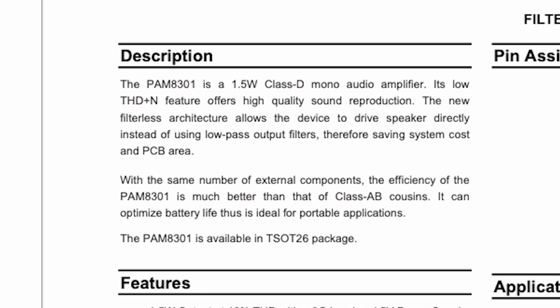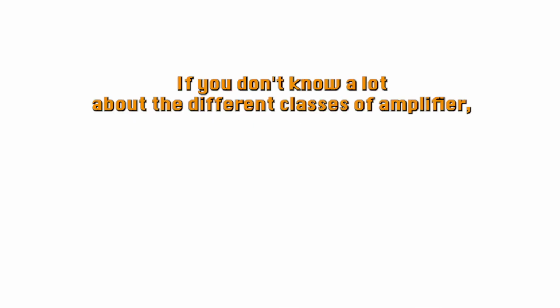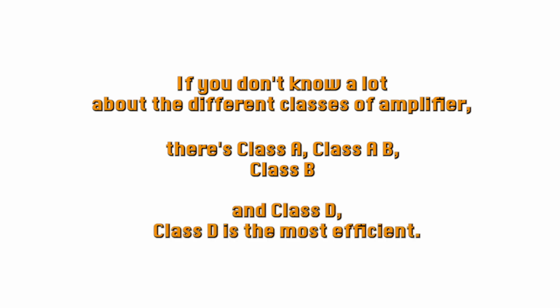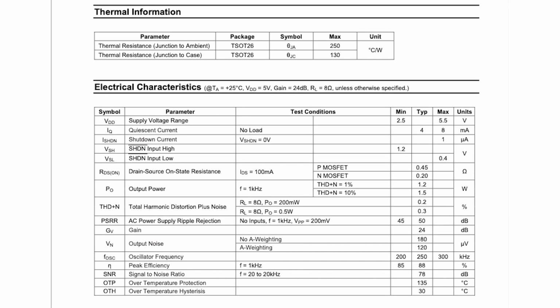Here are some interesting things about the PAM8301. It's a Class D amplifier. If you don't know a lot about the different classes of amplifier, there's Class A, Class AB, Class B, and Class D. Class D is the most efficient. The PAM8301 can deliver an output power of up to 1.5 watts into an 8 ohm speaker at a 5 volt supply voltage, making it suitable for both small to medium sized speakers in portable devices.